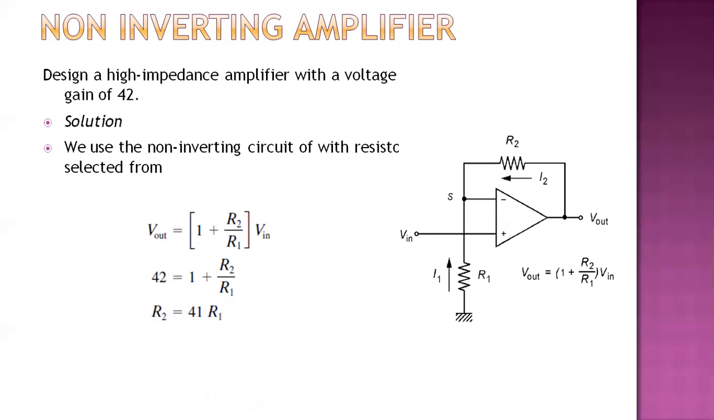What we want is a voltage gain of 42. So just replace this: 42 is equal to 1 plus R2 divided by R1. You can easily find R2 is equal to what? 41 times R1. So simply we can choose R1 equal to 1 kilo ohm, which requires R2 equal to 41 kilo ohm. So this is one solution to design a high impedance amplifier with a voltage gain of 42.